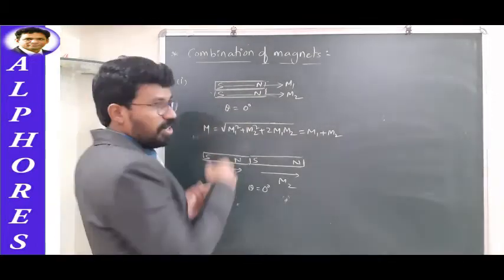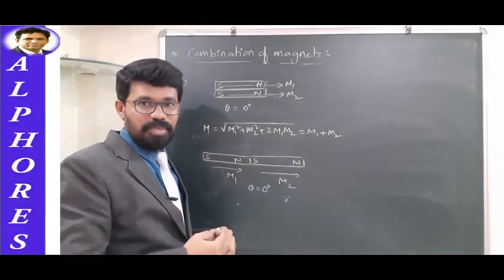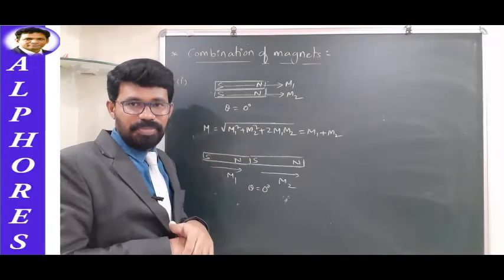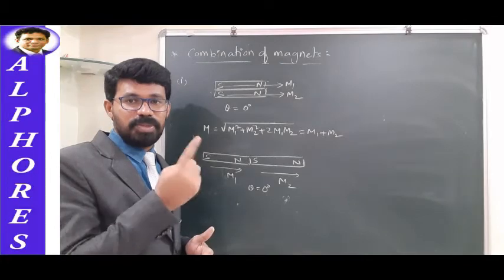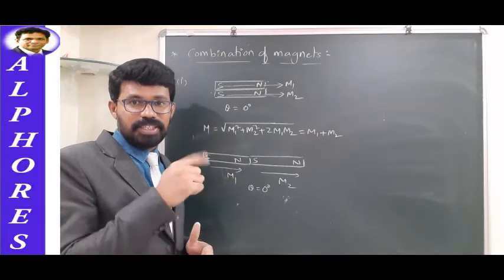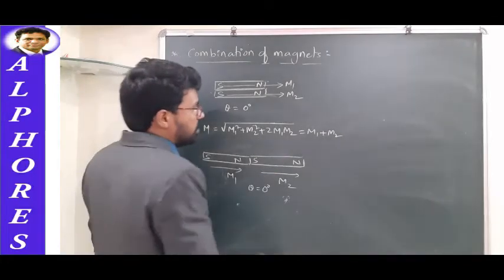What if both are parallel, the magnets are horizontal, but one magnet is reversed? In that case, the magnetic dipole moments will be in opposite directions, isn't it? In that case, theta will be equal to 180 degree. Let us see that.